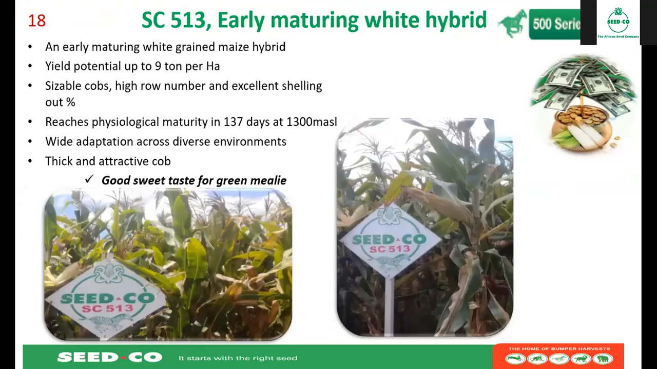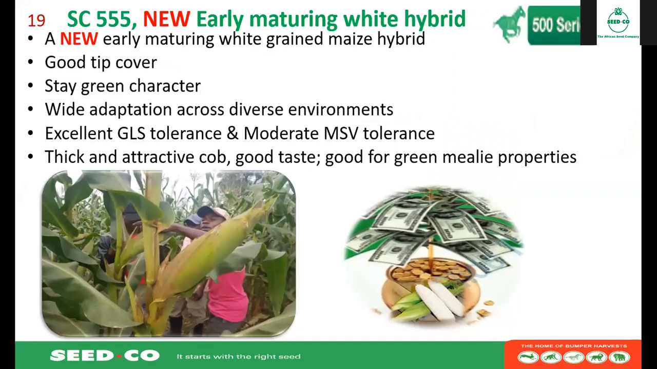Moving on to SC513, a traditional and well-known variety that has been grown over the years. It's a variety of choice, it's sweet, but we want to move away from it. We won't dwell much on it because there are new varieties on the market that have larger sizable crops that have been bred to bring about increased productivity, sweetness, and closed tips, as you can see there.